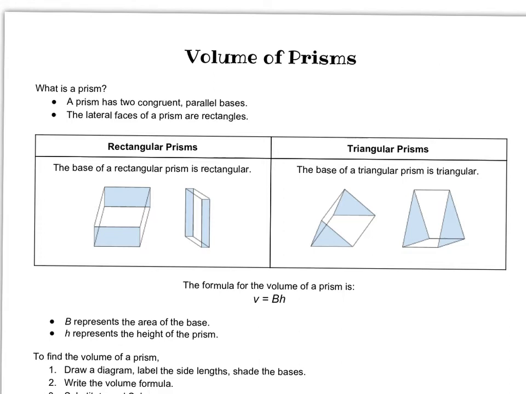Now let's talk about how to find the volume of a prism. That means the amount of space inside the prism. Well, the formula for the volume of a prism is that the volume equals big B times H. Well, what are big B and H? Big B refers to the area of the base of the prism, and H refers to the height of the prism. Now, the height of the prism is specifically talking about the distance between the bases.